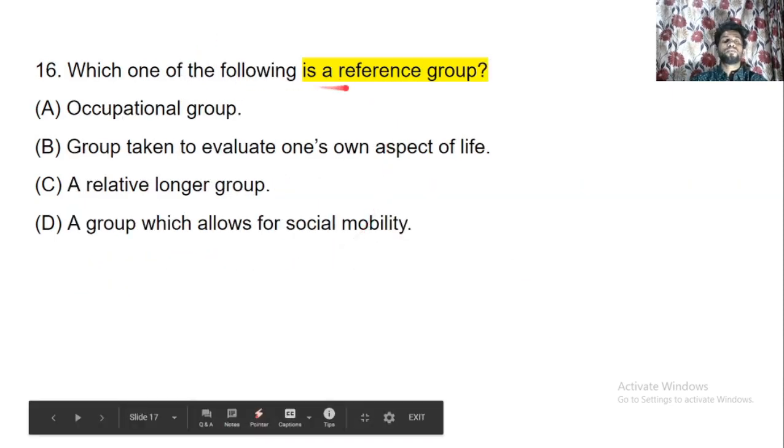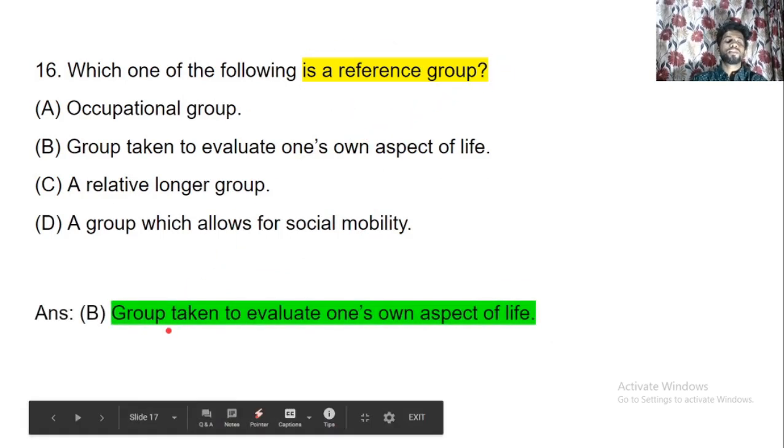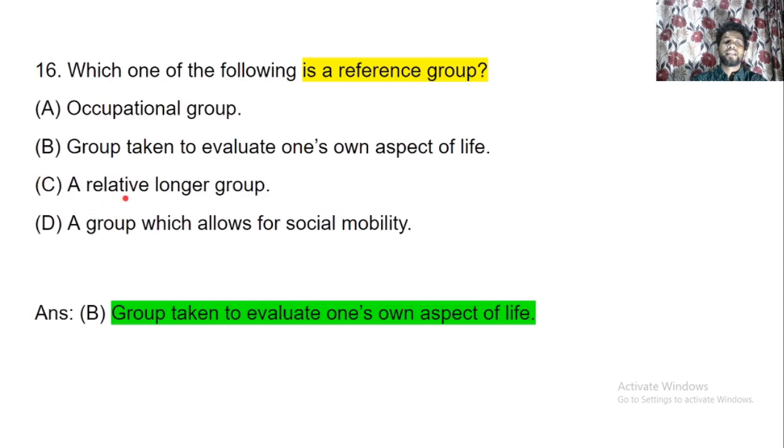Now, which one of the following is a reference group? So what is a reference group? A group taken to evaluate one's own aspects of life is called a reference group. So an occupation group is not a reference group. A relative longer group is not a reference group. A group which allows for social mobility is not either. Only a group taken to evaluate one's own aspects of life is called a reference group.